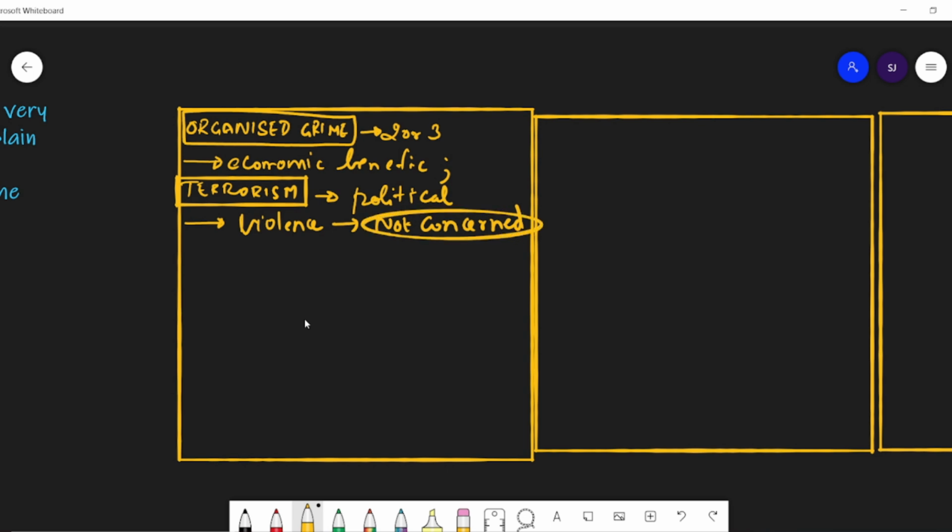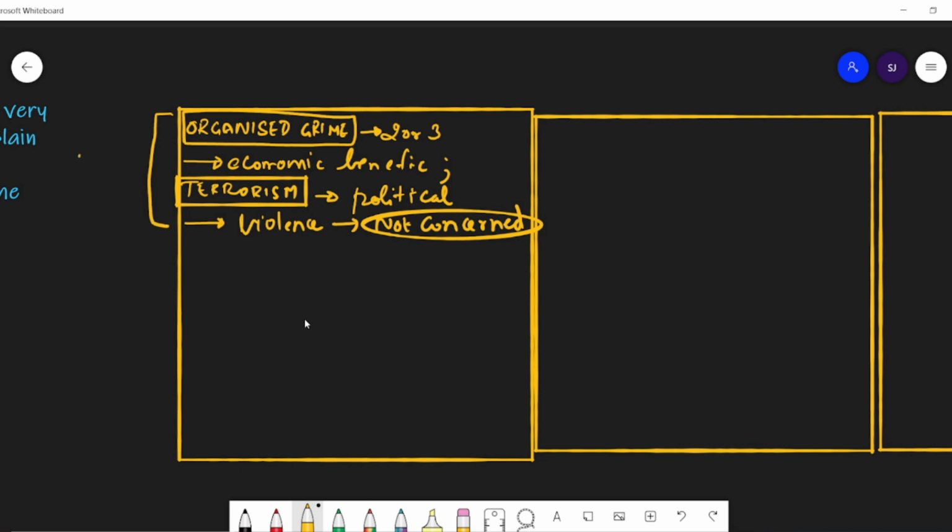Organized crime is two or three people getting together and doing this for any benefit, any benefit they want. But terrorism has a political angle to it. So the question is asking how this is being done.